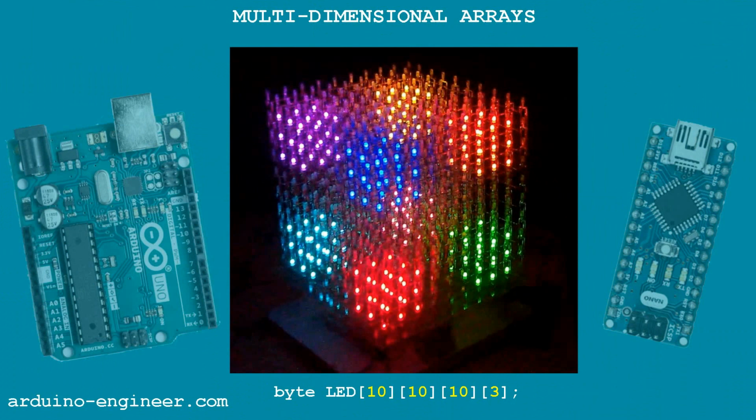For example, to control a 10 by 10 by 10 LED cube with three-color LEDs, to store all colors, it is convenient to use an array of 10 by 10 by 10 by 3. That is a four-dimensional array of 3,000 cells.